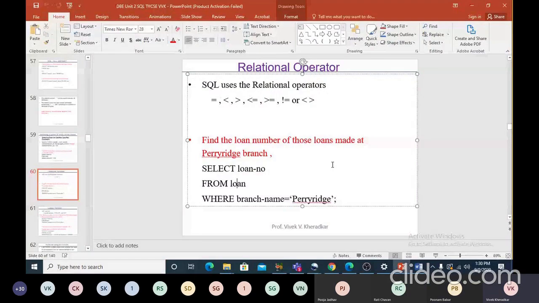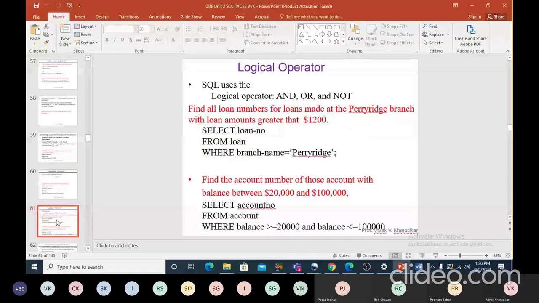Next, SQL also uses the logical operators: and, or, and not. As you are aware, these are used along with the where condition. While retrieving data, if there are multiple conditions given in the requirement, you can combine them by using and, or, and not. When I use and between two conditions, both conditions should be true. If you want one of the two conditions to be true, use or. And if you want the negation of a particular condition, use not.